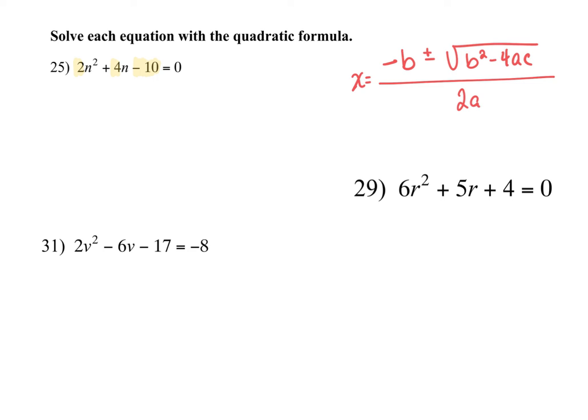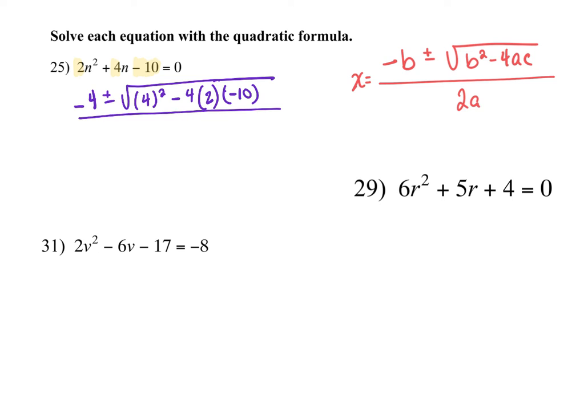All right, so negative b is 4, so I'm going to say negative 4 plus or minus the square root of b, that is 4 squared, minus 4 times a times c. And that whole thing is over 2 times a, which is 2. All right, I'm just going to do order of operations here. Work the inside of my radical. So I'm going to just leave that negative 4 out here alone.